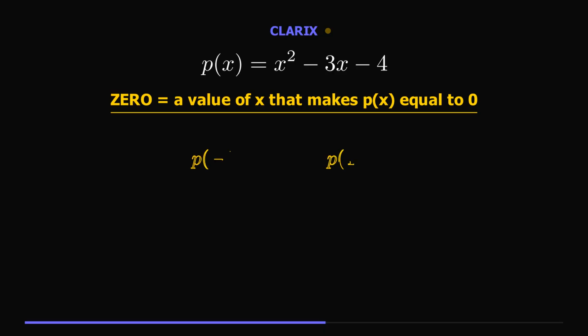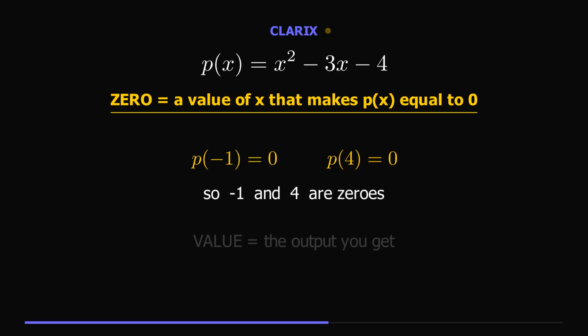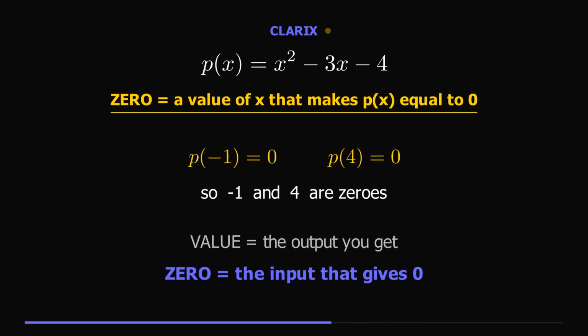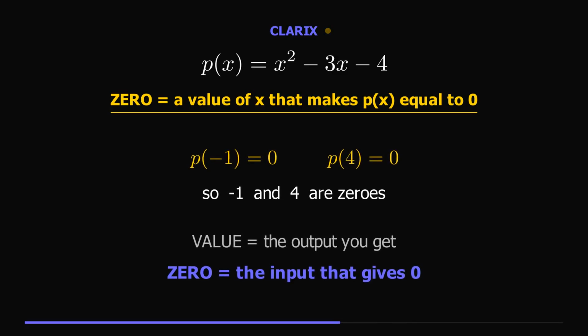That brings us to the star of the chapter, a 0 of a polynomial. A number k is a 0 of p of x if p of k equals 0, meaning when you plug it in, the whole thing comes out to exactly 0. We just saw that p of minus 1 is 0, so minus 1 is a 0 of x squared minus 3x minus 4. And if you check p of 4, 16 minus 12 minus 4 is also 0, so 4 is a 0 too. Now don't mix these two up, because this trips a lot of people.